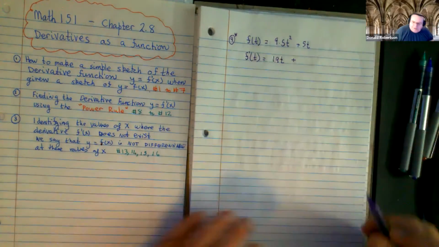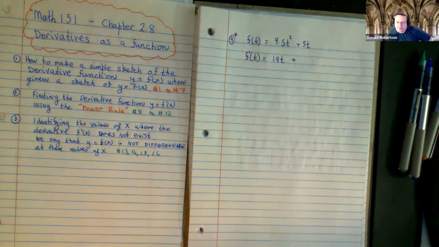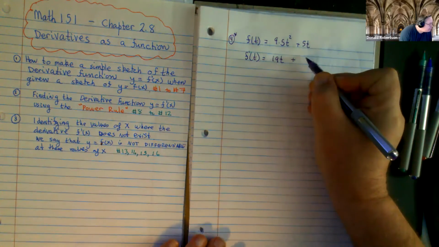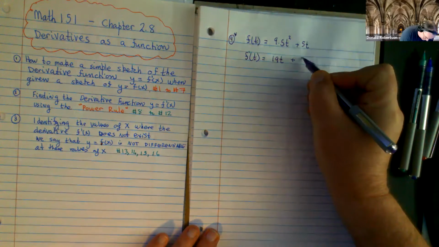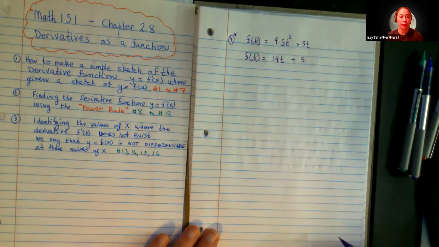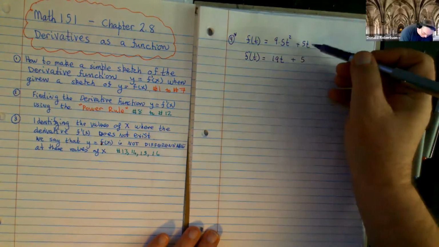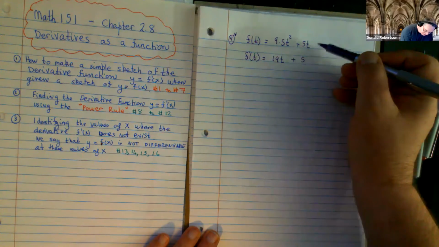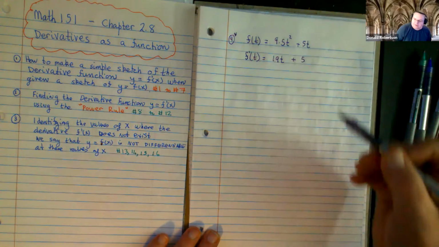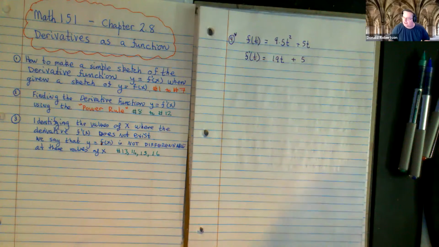Can anybody remember the shortcut for the derivative of 5t? What's the derivative of 5t? Just 5. Yeah, not too difficult. This one doesn't have a number, but if it had a plus 7, wouldn't the derivative of any number, including plus 7, be 0? So you wouldn't write anything down.